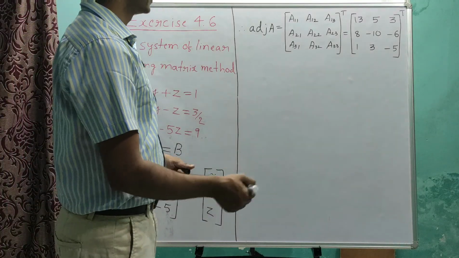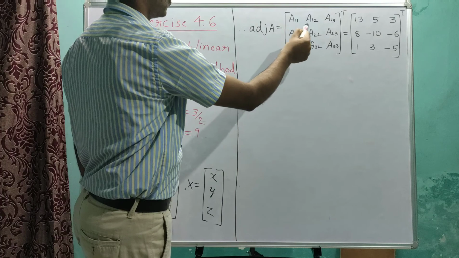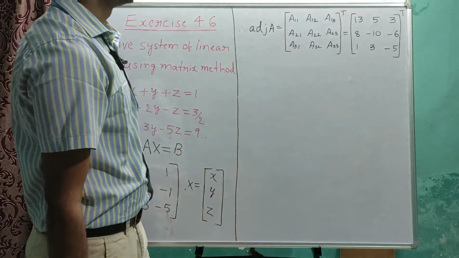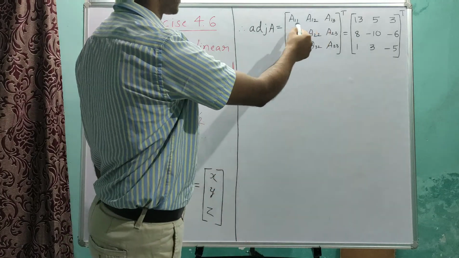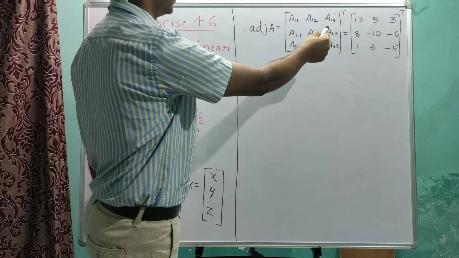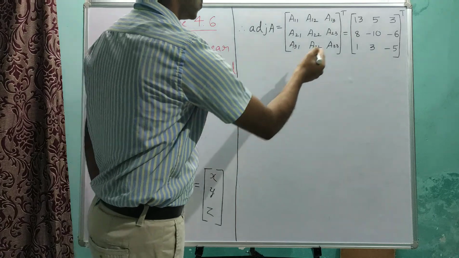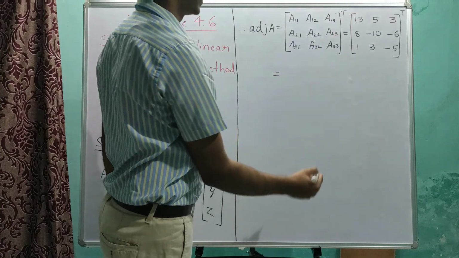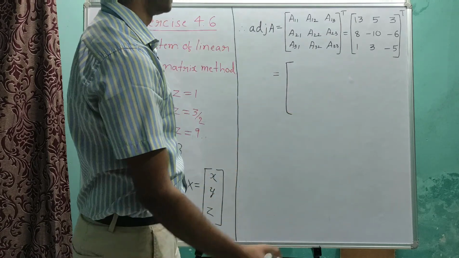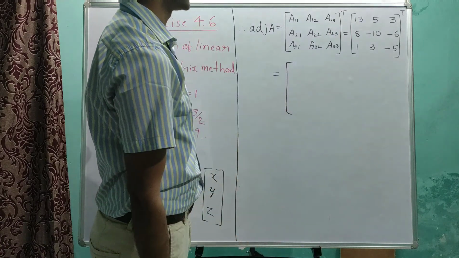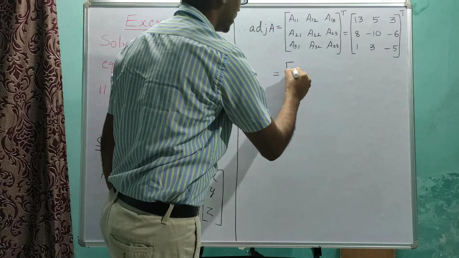Now we know that the adjoint of A is equal to the transpose of the cofactor matrix. So in the earlier step we obtained the values of cofactors A11, A12, and so on. So substituting here we will get this much. Since we have the transpose, we have to interchange rows and columns. Transpose means interchanging rows and columns. So write the first row as the first column. So what will we get?